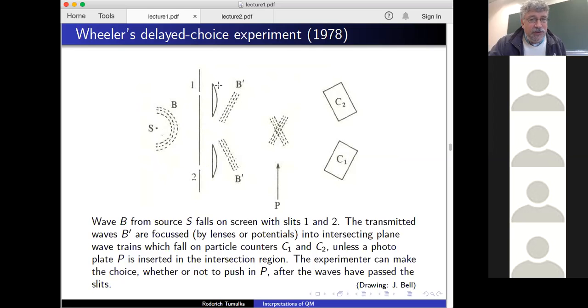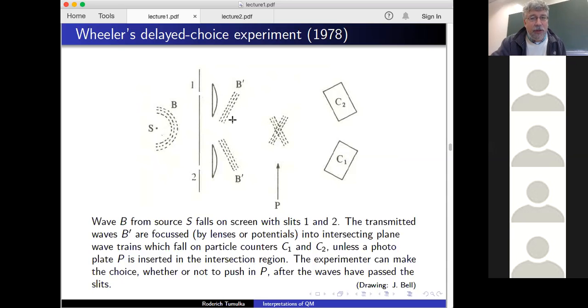And then these are two lenses that redirect the direction of propagation of these wave trains, so that instead of going apart spherically, they are now focused in one direction. So they form more or less a plane wave. You see that here as B prime.